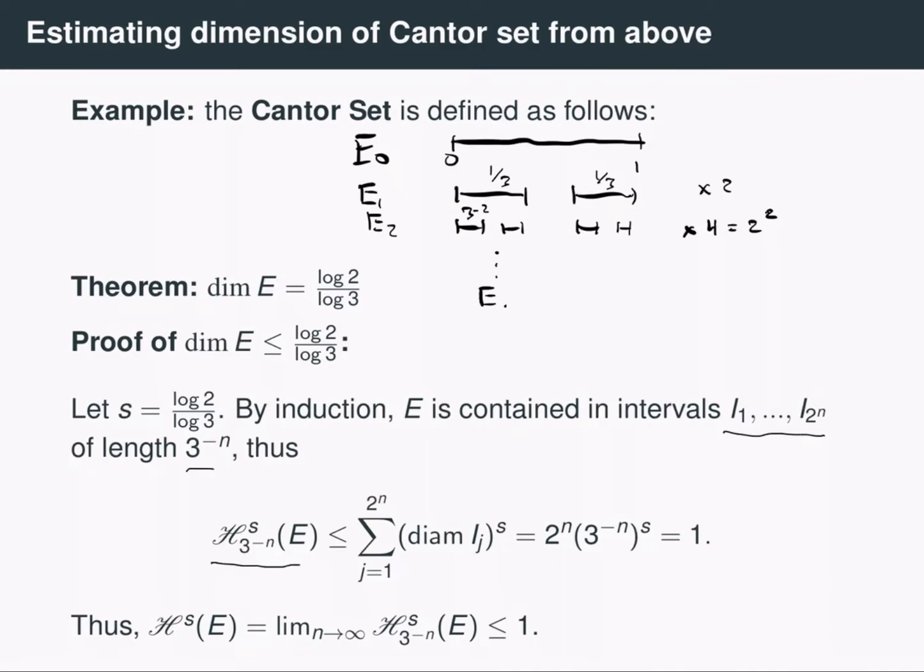So when we compute the H^s_{3^{-n}} measure of E, recall that this is the infimum over all coverings of E of sums of the following form, as we range over sets E_j that cover our set E but have diameter less than 3 to the minus n. By definition, this quantity is at most this sum. But notice that each of these intervals has the same length, 3 to the minus n, and there are 2 to the n of them, so it's equal to this. And by our choice of s, this is equal to 1. Thus, the Hausdorff measure of E is equal to the limit, as n goes to infinity, of these H^s_{3^{-n}} measures, and we've just shown that that is at most 1. Because it has finite s-dimensional measure, that means that the dimension is at most s.